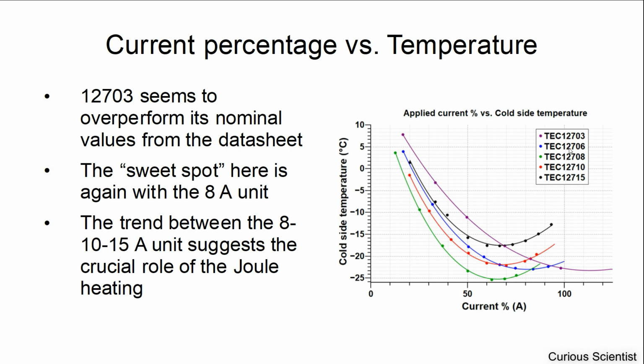But we can see that, for example, if we take the 8, 10 and 15, so green, red and black, then these minimums are going up, and the minimums are almost at the same spot, roughly around 60, or roughly between 60-70 percent. So what I suspect happens here is that the Joule effect kicks in more and more, so then we get more and more losses because of that, and we cannot reach those cold temperatures.